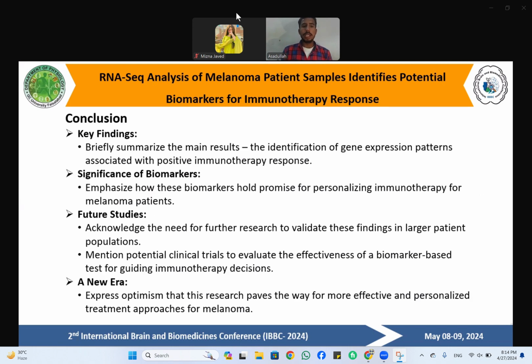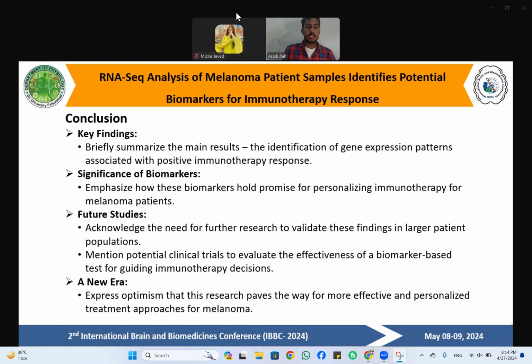Conclusion. Key findings: briefly summarize the main results. The identification of gene expression profiles associated with positive immunotherapy responses. Significance of biomarkers: these biomarkers hold promise for personalized immunotherapy in melanoma patients.